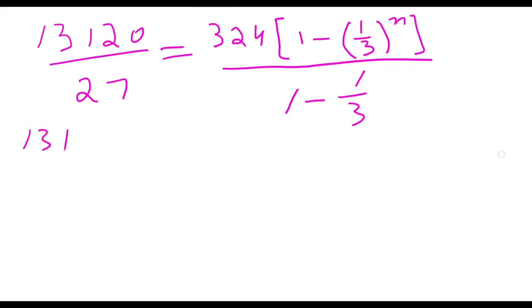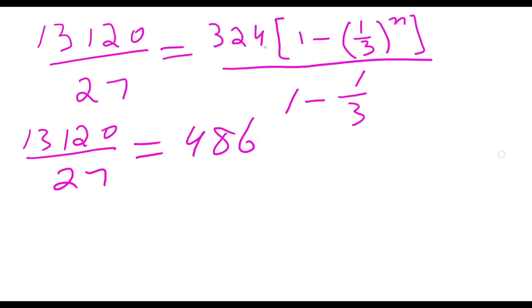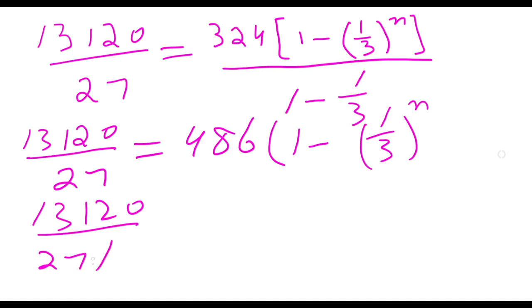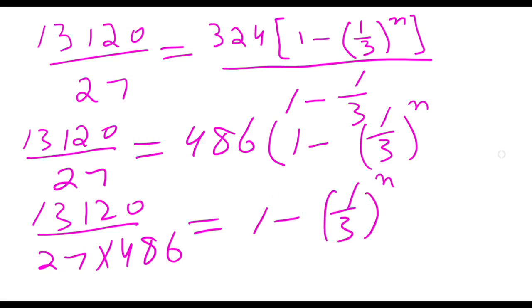So 13,120 over 27 is equal to, now I'm going to solve 324 divided by 1 minus 1 over 3. The answer is 486, times the bracket 1 minus 1 over 3 power n. Now 486, when I switch over to this side, becomes division. So 27 multiplied by 486 is equal to 1 minus 1 over 3 power n. I'm going to solve further.